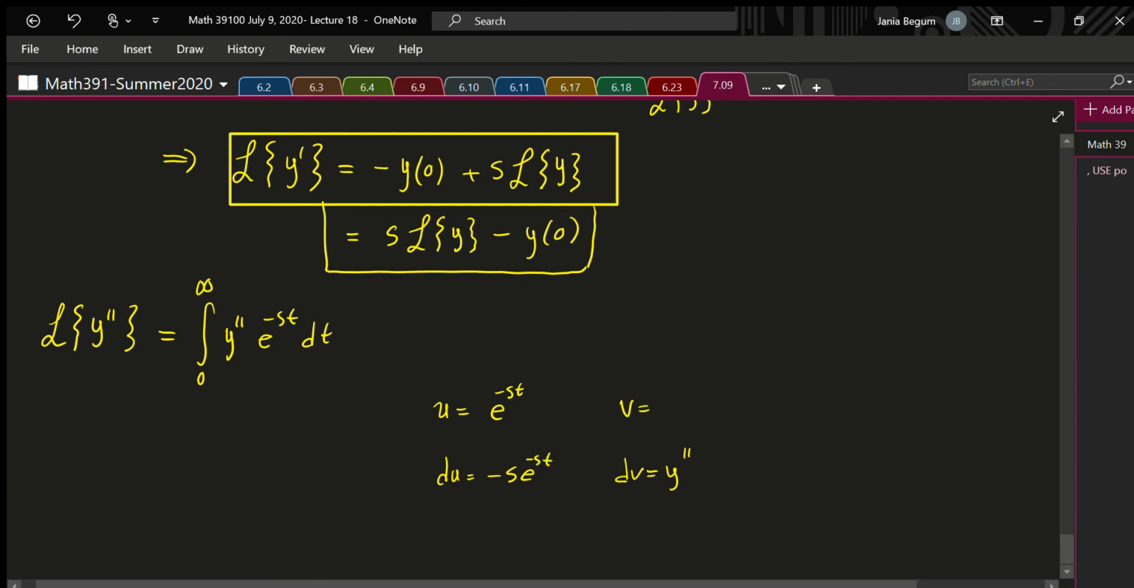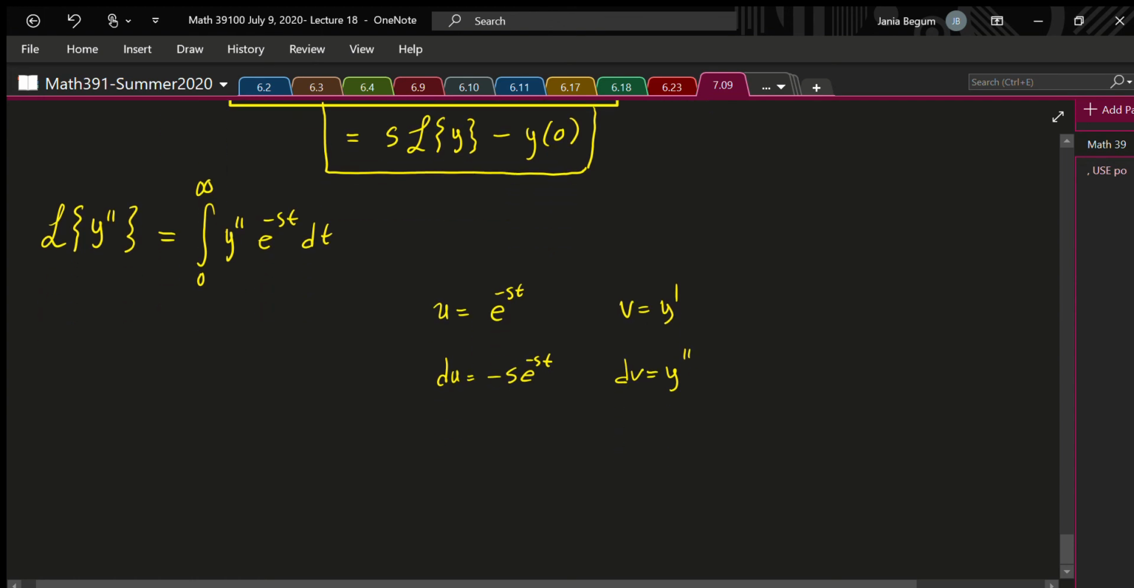And then what is v? Good. So that's y prime. Well, now we use the formula for integration by parts. So bringing this down here, we have uv, so u is e to the negative st times y, taking it from 0 to infinity, minus the integral of v du. So we have minus minus, so that's plus the integral from 0 to infinity of v, that's y prime, times s e to the negative st dt.